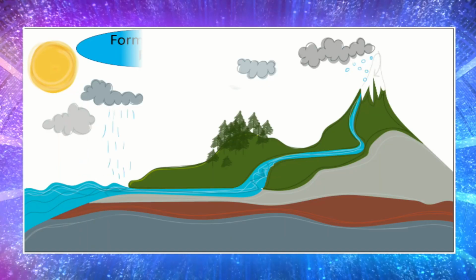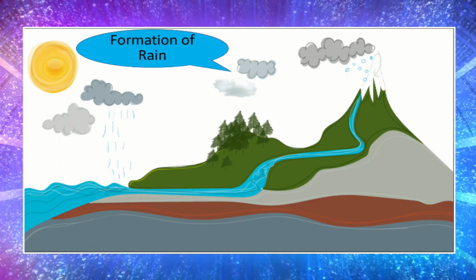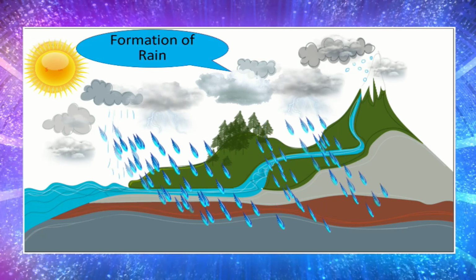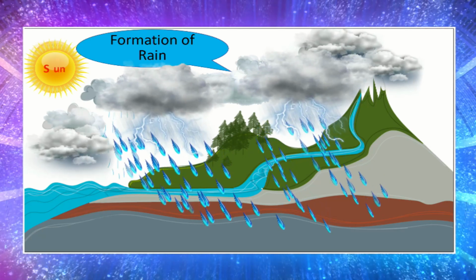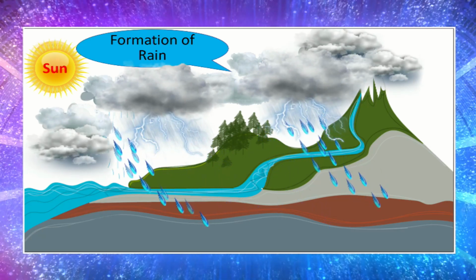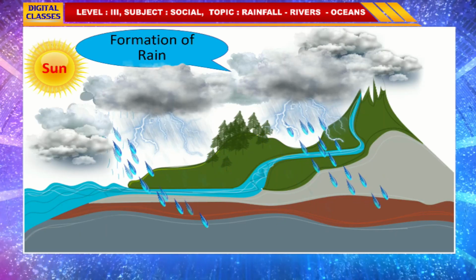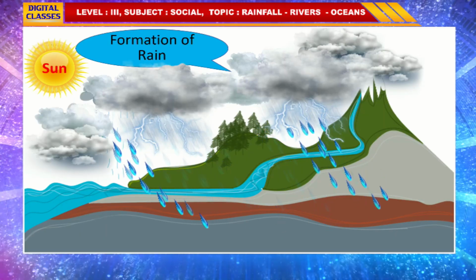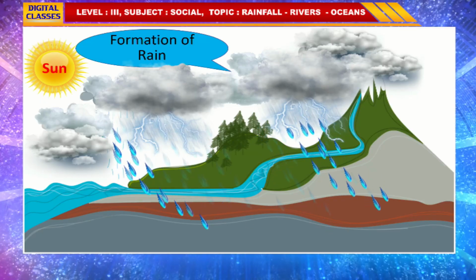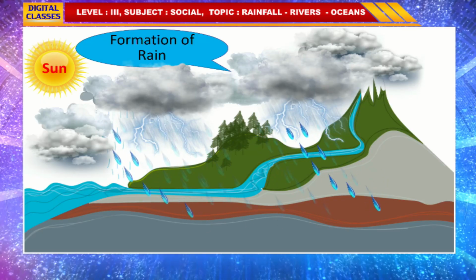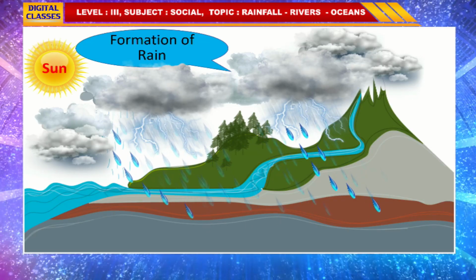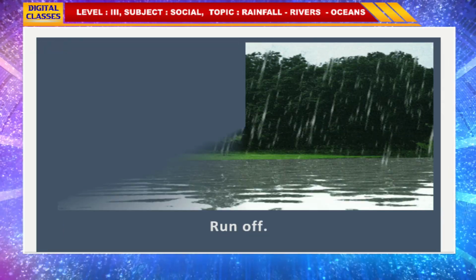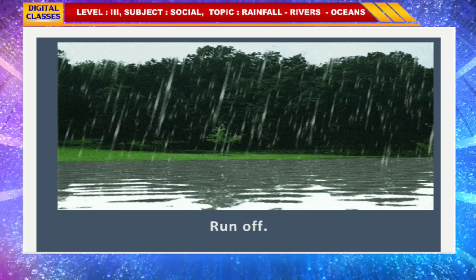Now let us learn about the formation of rain. As the clouds continue to rise upwards, it gets cooler and more droplets are formed. The droplets come together to form bigger drops. As they get heavier, it gets more and more difficult for them to remain in the air, and so they begin to fall as raindrops. Now let us see what happens after the raindrops fall down.